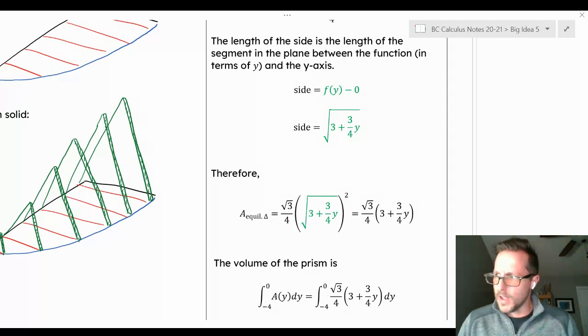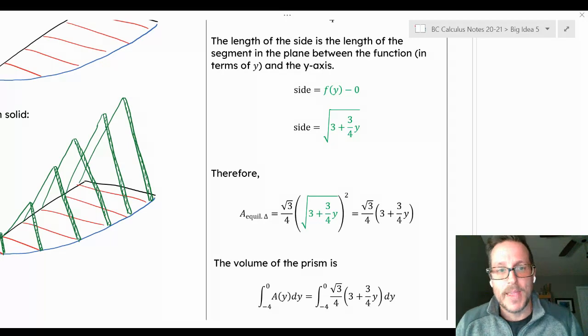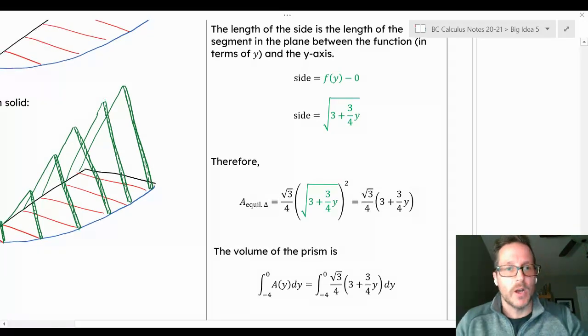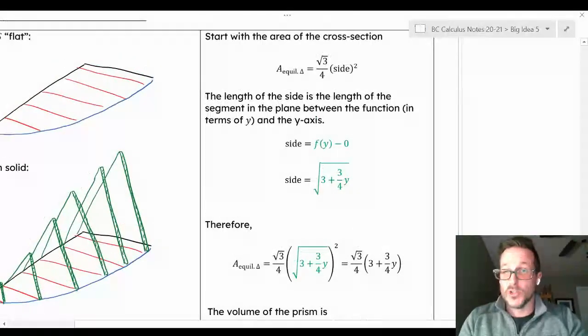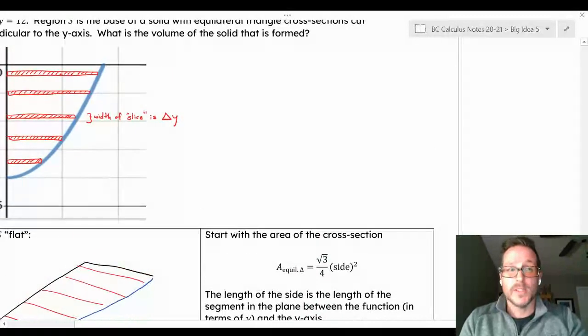Well, if that's the area of the slices, how do I find the volume of the whole thing? Well, I just need to integrate that area formula. And I'm going to do so on -4 to 0. Right, let me backtrack up to this region. Where does this region live?